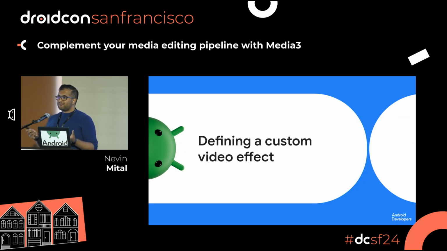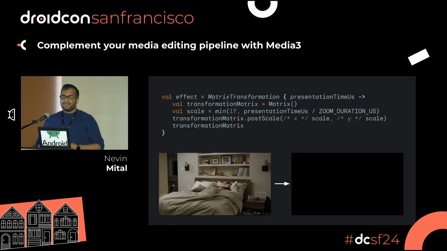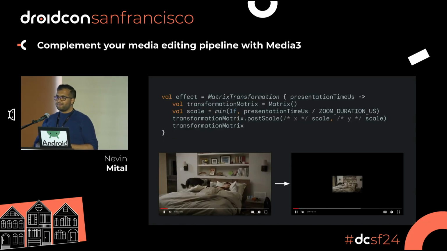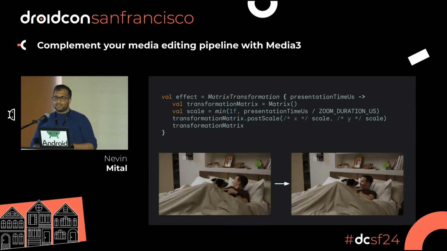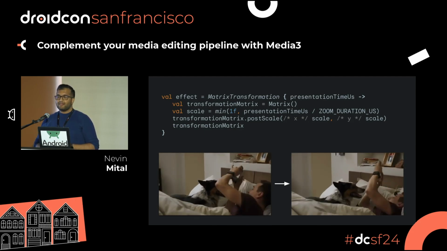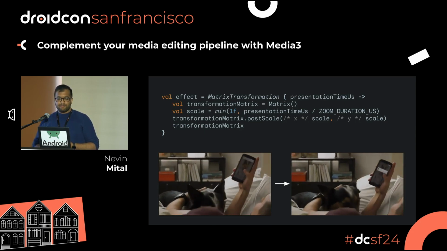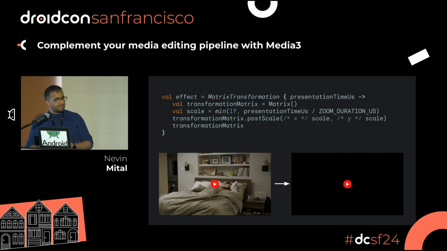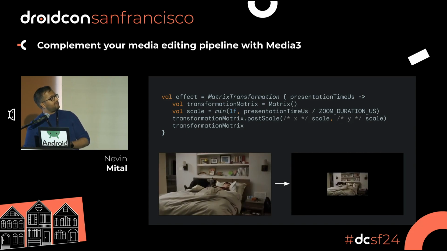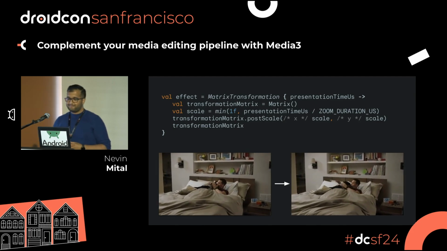But what if you want to do something fancier than what the inbuilt effects allow for? Here, we're creating a custom effect by subclassing the inbuilt matrix transformation to zoom in for the first second of playback. The rest of the code stays exactly the same, and we get the output that you see here. I'll just go back and play it again real quick. Nice.